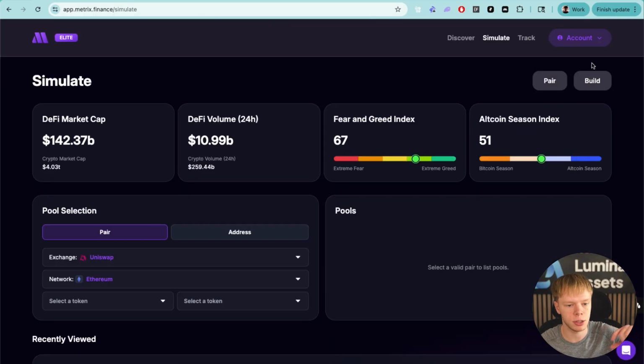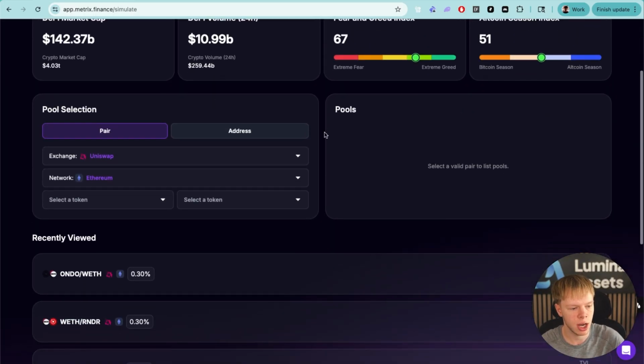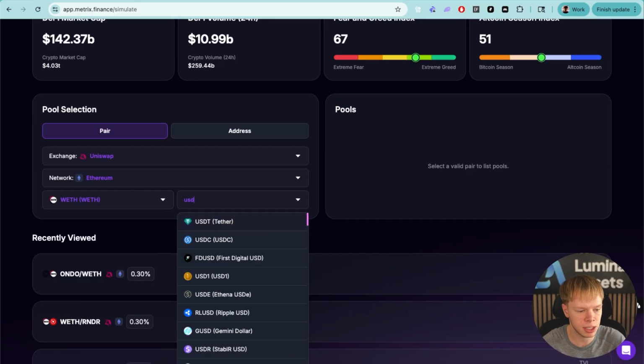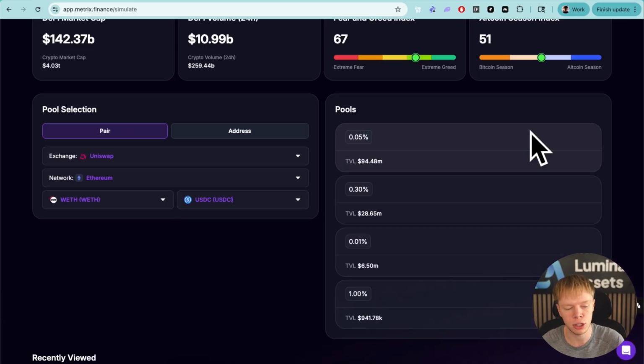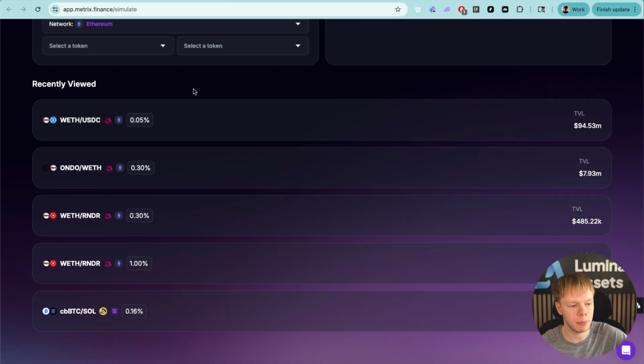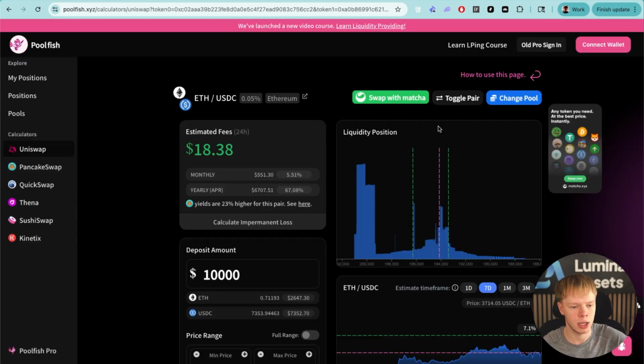Whereas on Metrix Finance, you can head over to the simulate page and you'll be able to select an exchange, network, as well as select a pair. And once you start to type in that pair, you'll be able to see the different fee tiers for that pair, the total TVL right off the bat, and of course you have some general data that will help guide your decisions on where the market is currently going. On top of that, with Metrix Finance, you can see your recently viewed positions right below the simulate page. Now PoolFish shows a liquidity position or distribution chart showing where other people are actually providing liquidity.